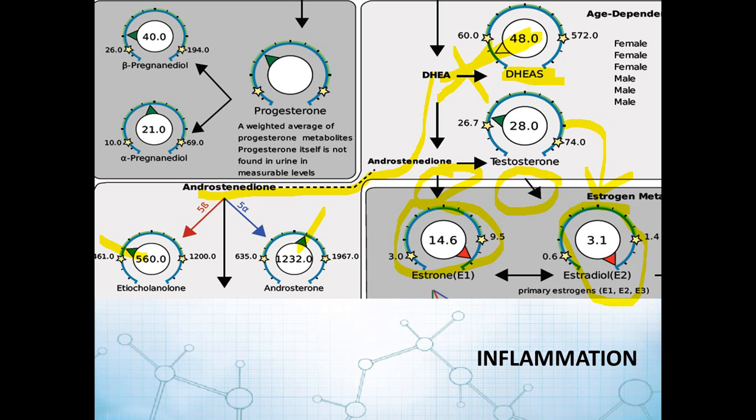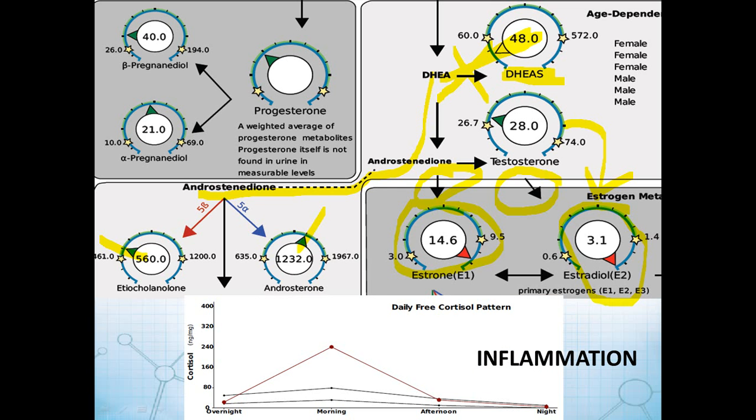What else does inflammation push? It pushes cortisol. And look at his cortisol. His free cortisol results are a little bit high in the afternoon, very high in the morning. So this gentleman's got high cortisol, high estrogen with low testosterone, high DHEAS with higher DHEA metabolites, the downstream metabolites, which is kind of a pretty good picture of inflammation.